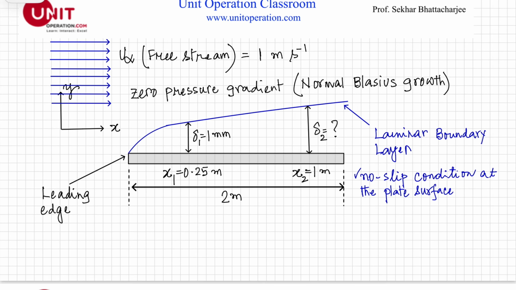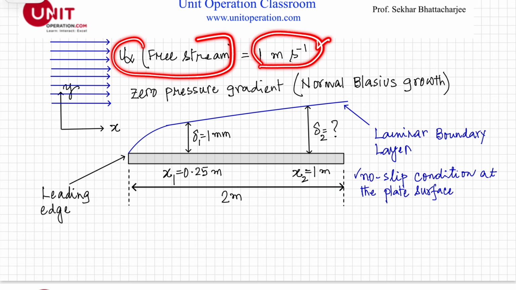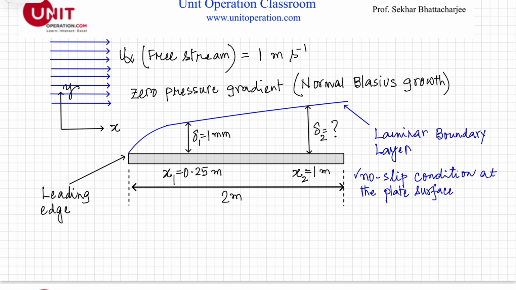Let's look at the schematic representation. The fluid approaches the plate with a uniform free stream velocity, u infinity, of 1 meter per second. This is given. Right at the plate surface, no slip conditions apply. That means basically the fluid velocity at the surface is zero right here. Moving away from the surface, the velocity gradually increases, and finally approaches the free stream velocity here.